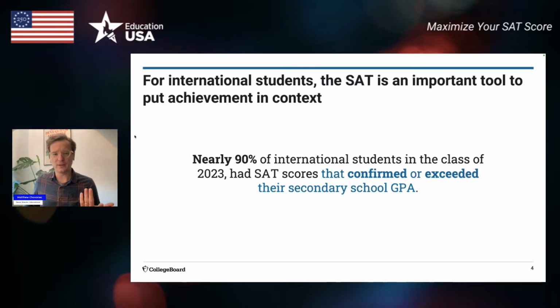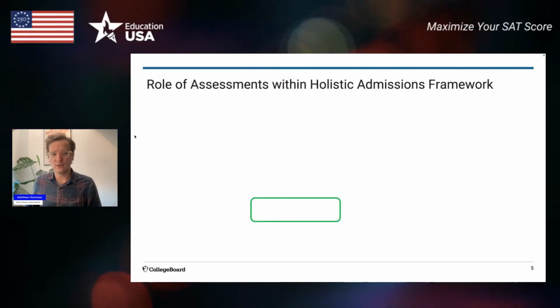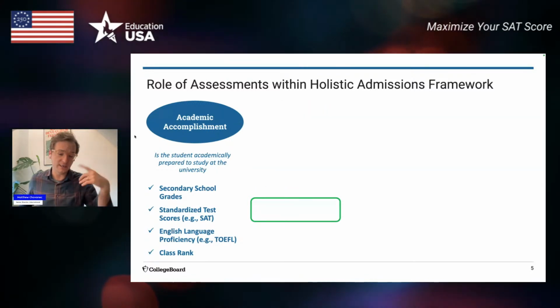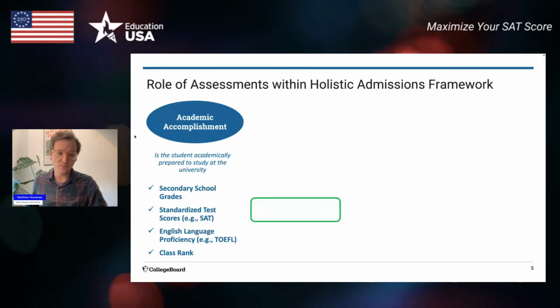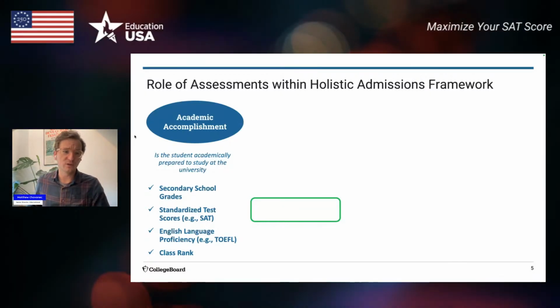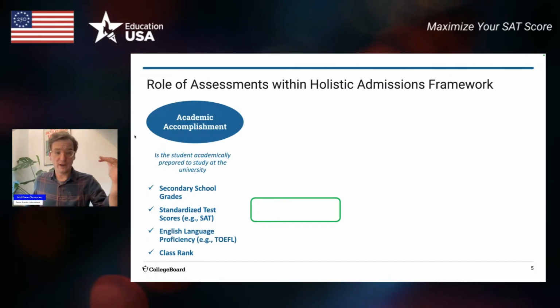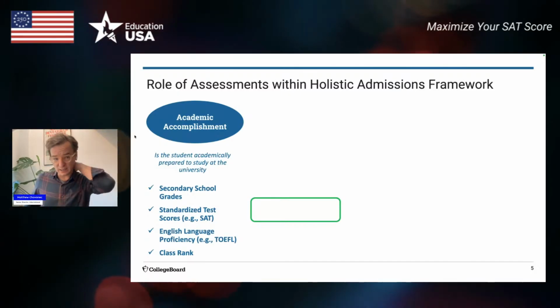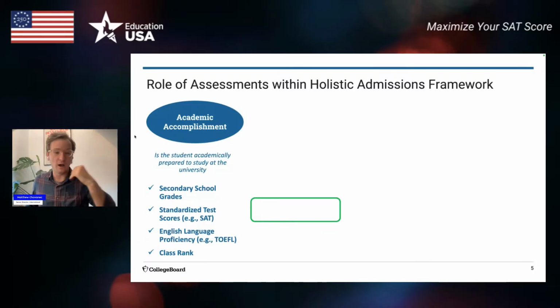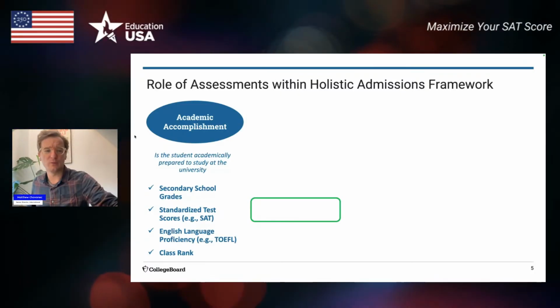So what are those other parts of applying to university in the United States? I'm sure Alina has gone over this if you've spent any time counseling with her. There are many things that you need to submit as you apply: of course your grades from school, a standardized test like the SAT, your English language proficiency with a TOEFL test or IELTS, and your class rank. These are all really important parts.